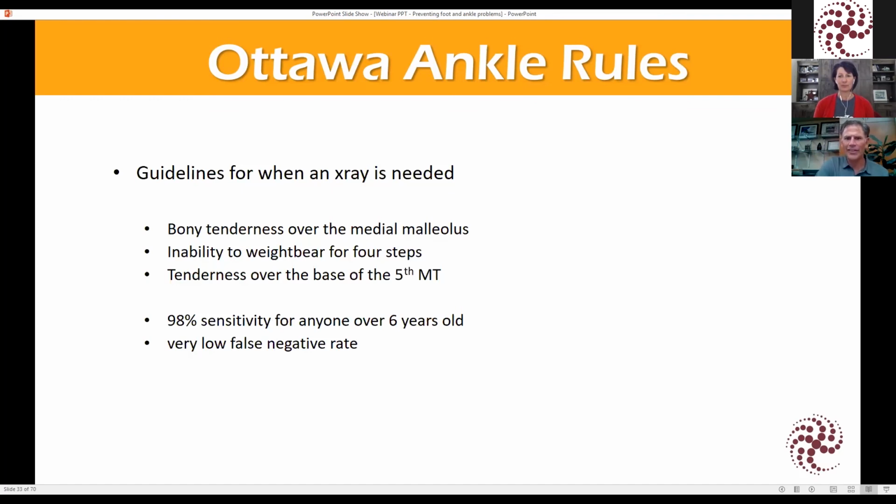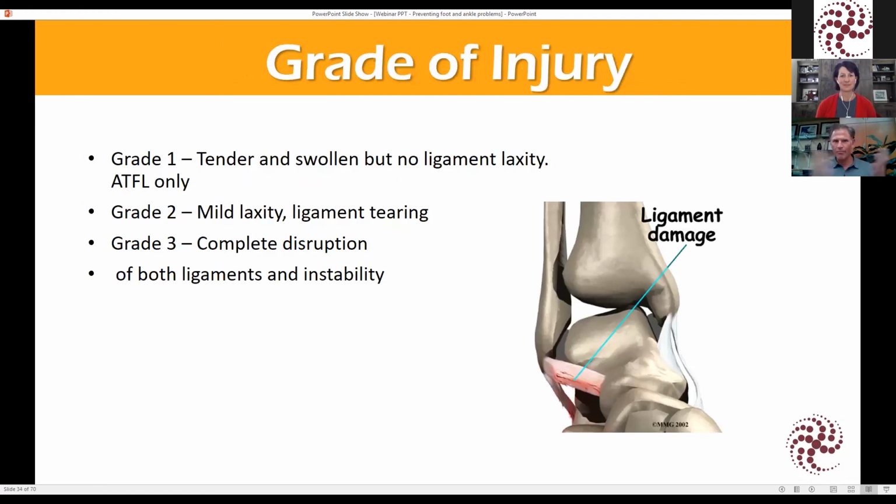I think that the Ottawa rules were really designed for physicians because people x-rayed every ankle injury that came in. What we realized is that if you don't have bony tenderness and you're able to weight bear, a lot of times an x-ray really doesn't change the way we manage things. So I tell patients that ankle sprains come in mild, moderate, or severe forms, and that mild ankle sprains are a stretching of the ligament.